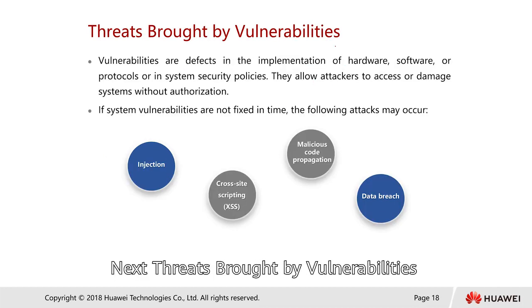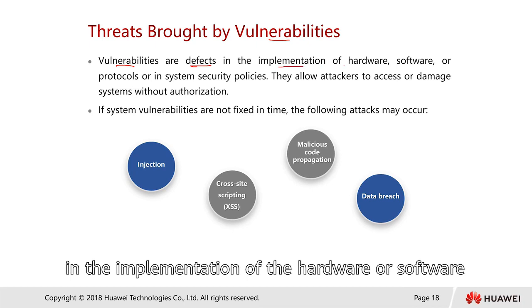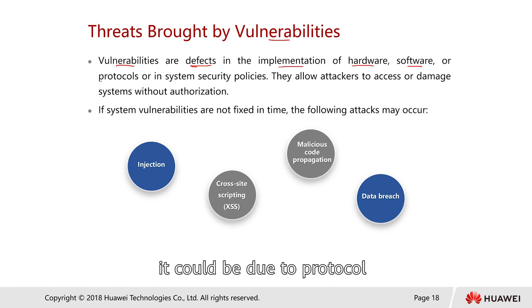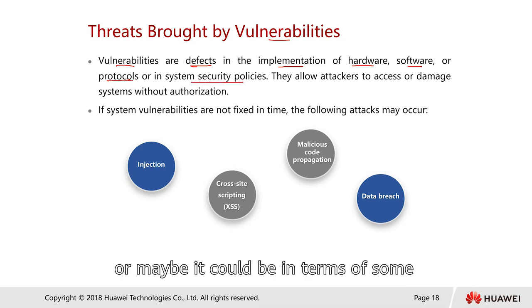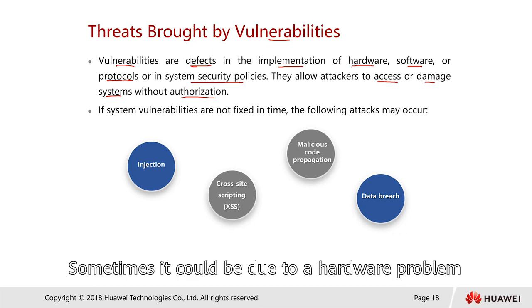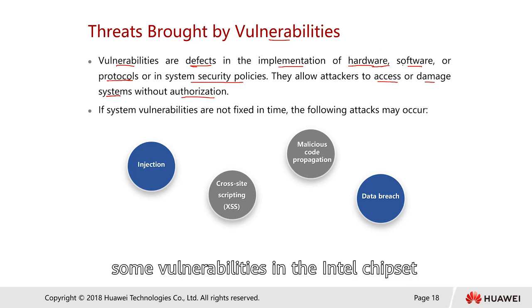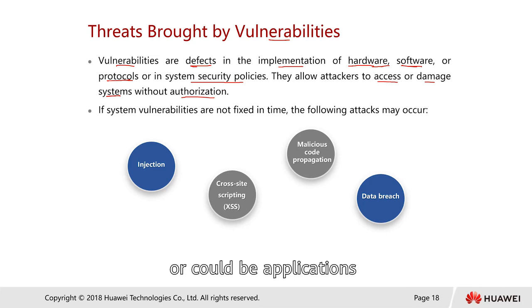Next, threats brought by vulnerabilities. Vulnerabilities are defects in the implementation of hardware, software, or a protocol, any communication protocol, or maybe the system security policy. They allow attackers to access or damage systems without authorization. Sometimes it could be a hardware problem, for example the Intel chipset has some issues and vulnerabilities. In software, it could be the operating system or an application.